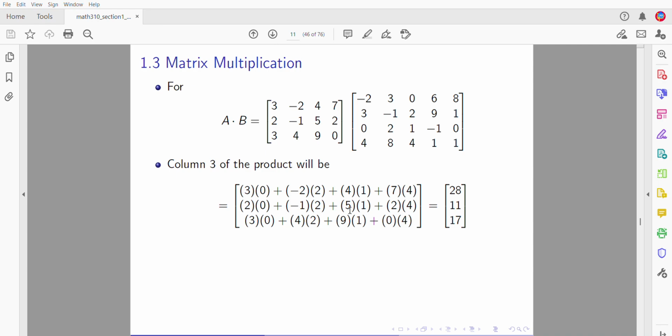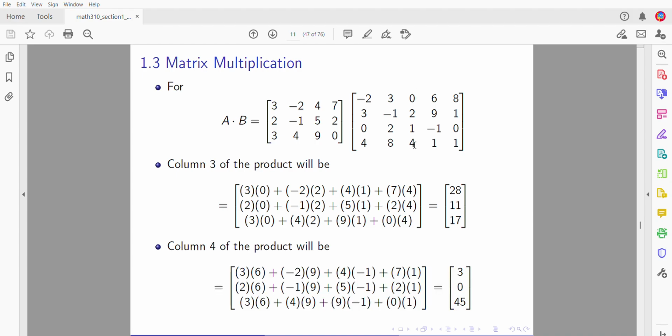That was using row 2. Now row 3. 3 times 0 plus 4 times 2 plus 9 times 1 plus 0 times 4. So notice how we go across, go down, across, go down. So we handled column 3, assuming my arithmetic is correct. That's my answer for column 3.